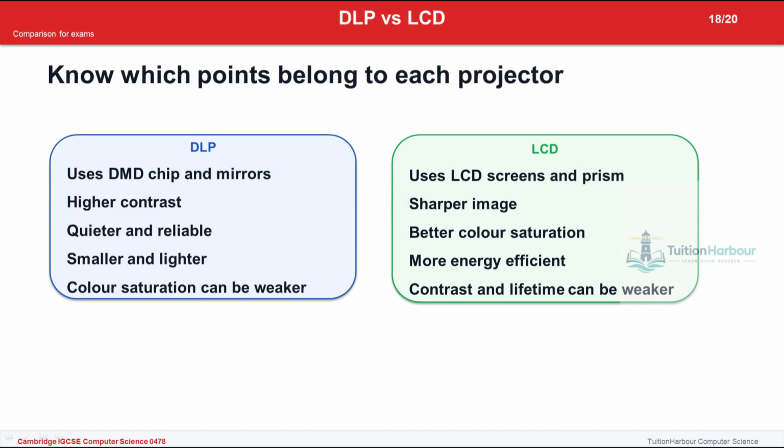DLP. Compared with LCD, DLP projectors use a DMD chip and microscopic mirrors. They usually offer higher contrast, reliability, and a smaller design. LCD projectors use three LCD screens and a prism. They often provide sharper images and stronger colors.